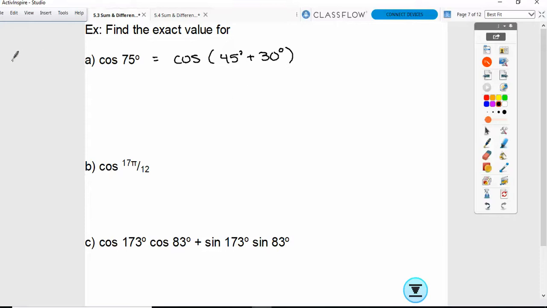So now I have the cosine of A plus B. So look at your cosine A plus B formula that you just wrote down. And so it tells us you have to do cosine of A, so my A is like my 45 degrees, cosine of B, B is like my 30 degrees, minus sine of A, sine of B.